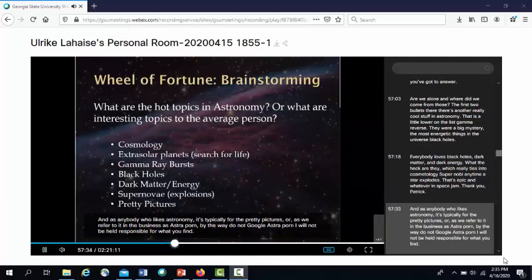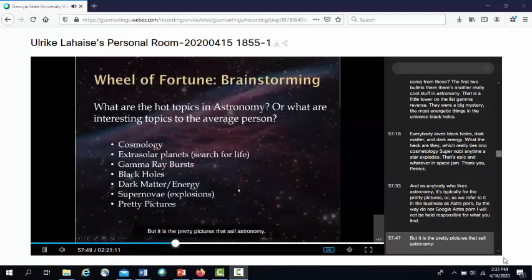And as for anybody who likes astronomy, it's typically for the pretty pictures, or as we refer to it in the business, astro porn. By the way, do not Google astro porn. I will not be held responsible for what you find. But it is the pretty pictures that sell astronomy.